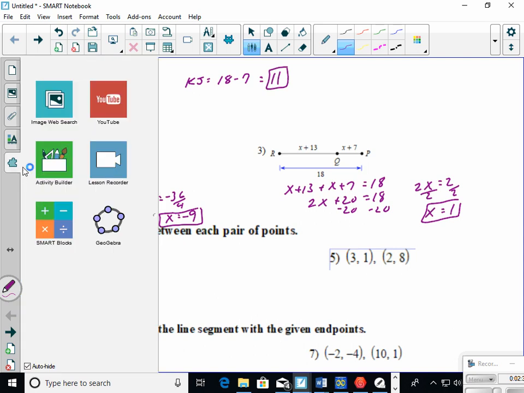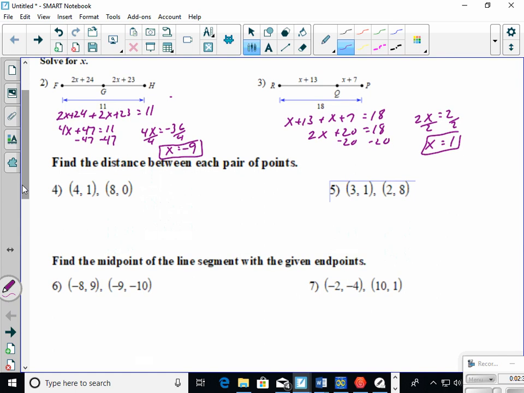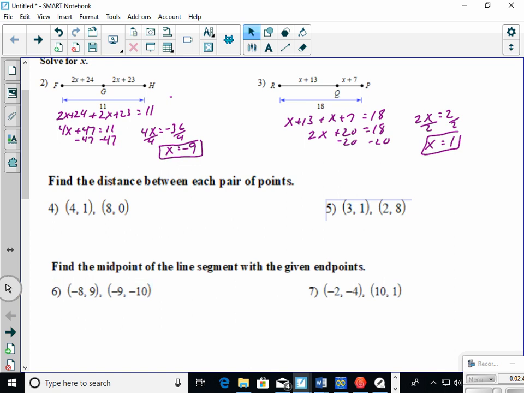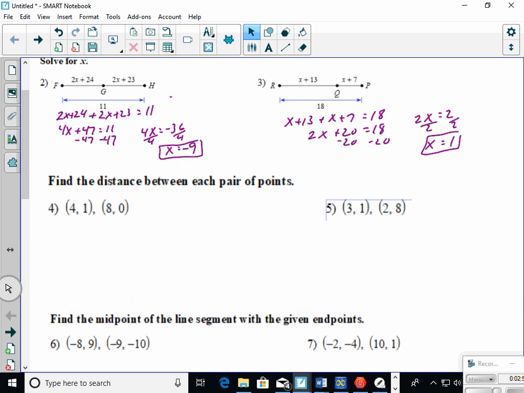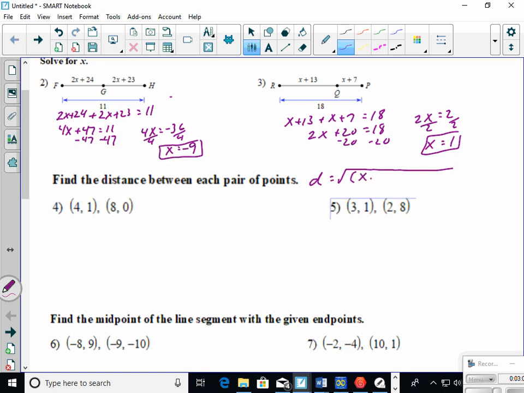Alright, next section here. We are looking at finding the distance between points. Make a little more room here. Alright, so for these we're using the distance formula. Distance equals the square root of x2 minus x1 squared plus y2 minus y1 squared.